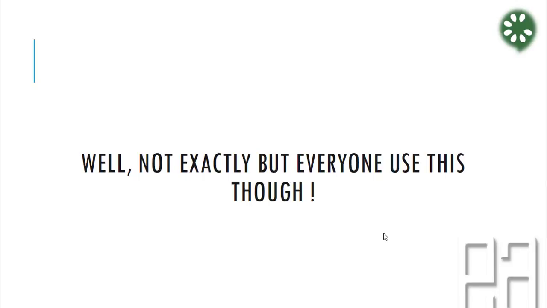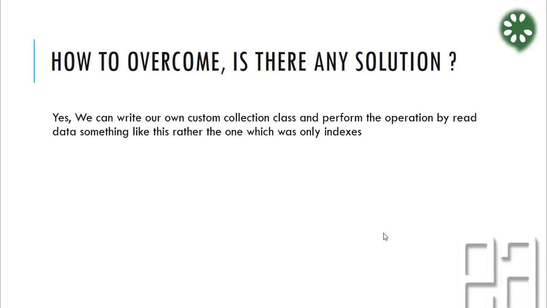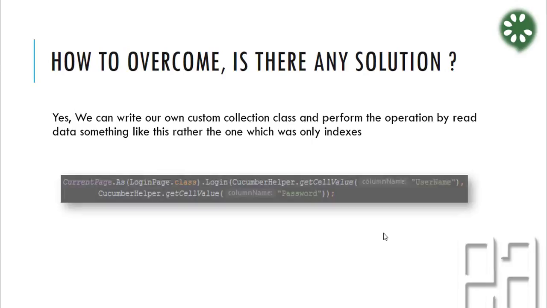Instead of doing it that way, we can make it even more meaningful. So how do we overcome this problem? Is there any solution? Of course, yes. We can write our own custom collection classes and read the data something like this, rather than using only indexes. You can see that we are using a method called getCellValue of the Cucumber Helper class, and we're passing just the column name, username, and then the column name, password. That's it, and you can see that we're retrieving the value out from it.